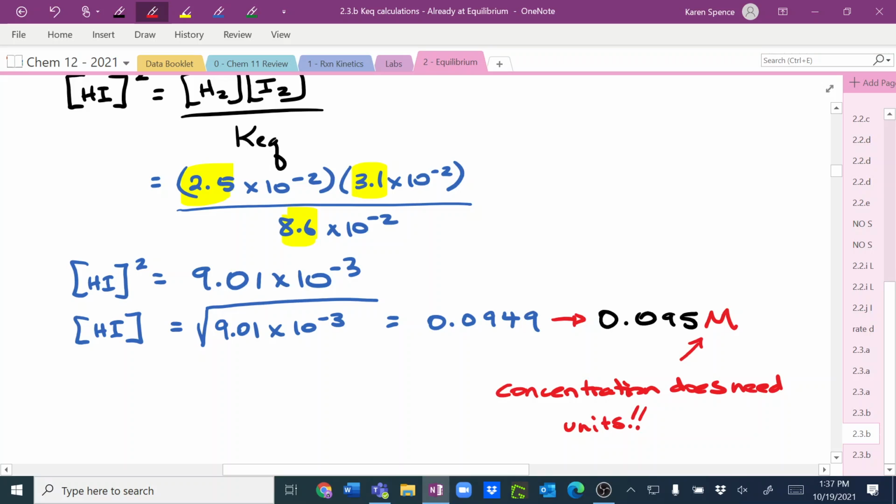Okay, and if you are very kind to your teacher, what would you do at this point? Put a box around it. Yeah? Because that makes it really easy for me to see what you want me to focus in on as your final answer. Okay? Now, would it be okay to write this as 9.5 times 10 to the negative 2 molar? Is that good? Yeah. Either one is fine.